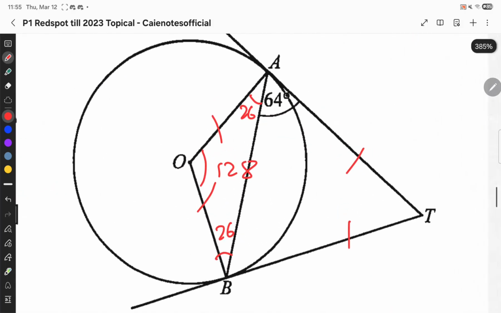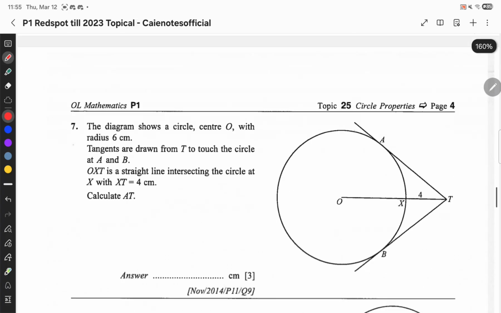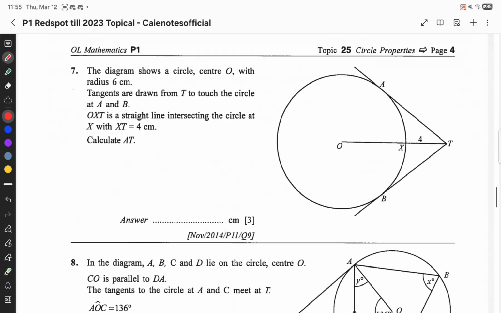Another method would be this. 180 minus 64, this is 52. 180 minus 52 is equal to 128, and that is our final answer. Same.